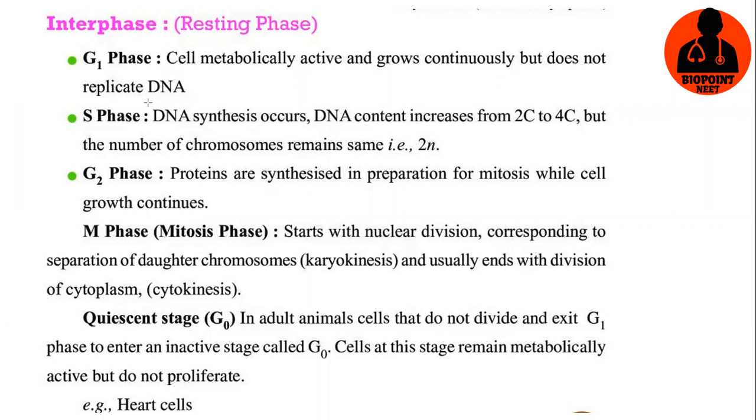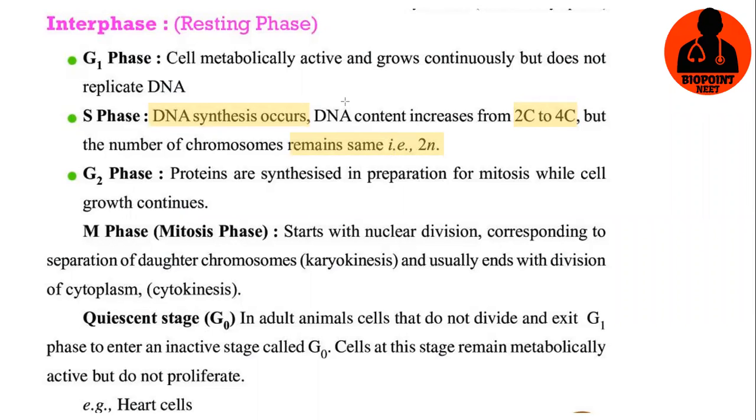S phase. During this S phase, DNA synthesis occurs and the DNA content increases from 2C to 4C. But the number of chromosomes remains the same, that is 2. The number of chromosomes remains the same, whereas the content of the DNA increases from 2C to 4C. C refers to the content of DNA.